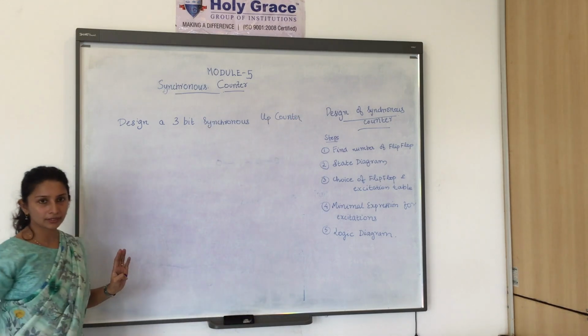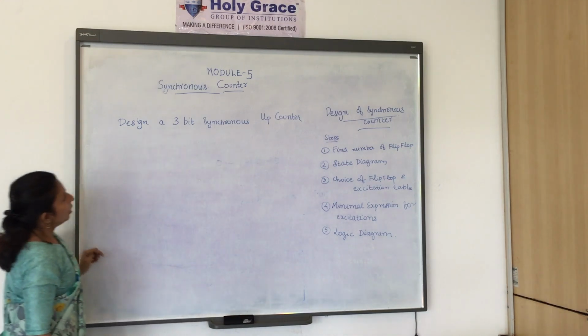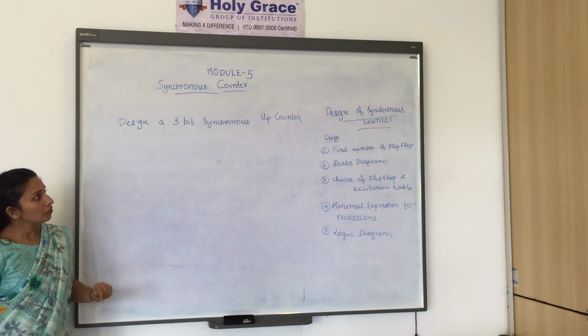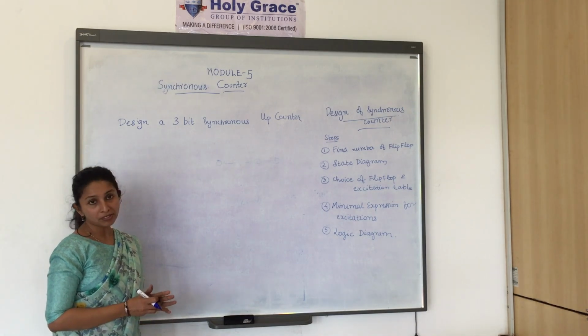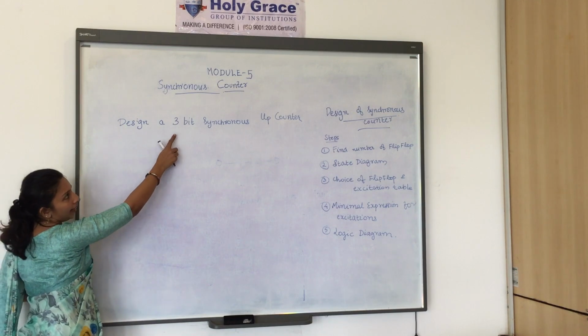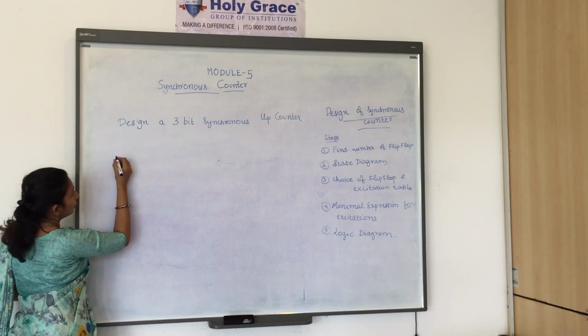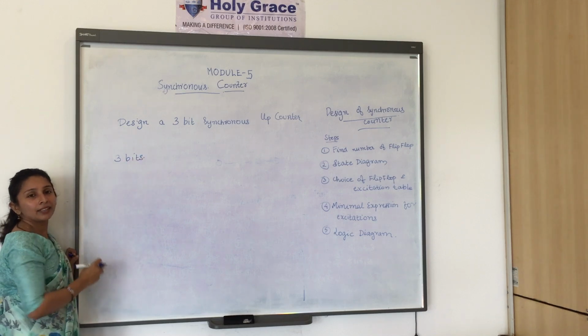So this is our question. We are going to follow these steps. First is to find the number of flip-flops. In order to find the number of flip-flops, we need to know how many states there are. It is given in the question that 3 binary bits are used.